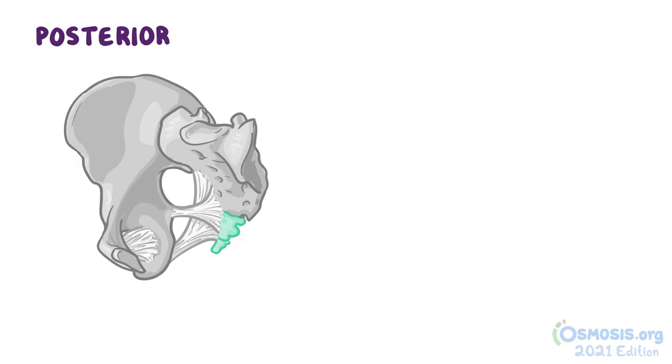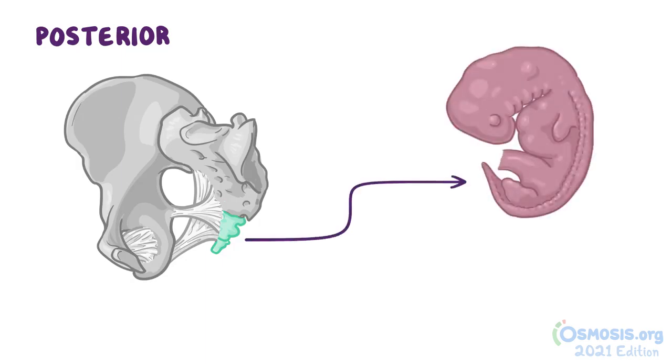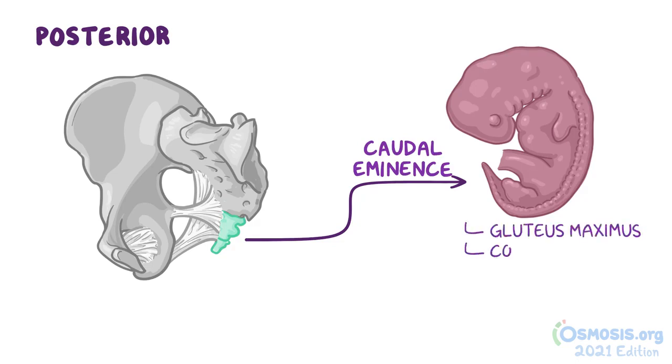Ever wondered why it's called the tailbone? Well, that's because the coccyx is the remnant of a tail-like structure found in human embryos between weeks 4 and 8, called the caudal eminence. But it's not just an embryonic remnant. Multiple structures attach to the coccyx. These include parts of the gluteus maximus and coccygeus muscles, and a ligament called the anococcygeal ligament.